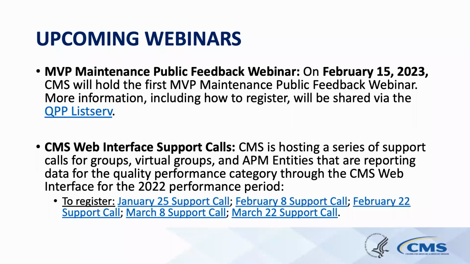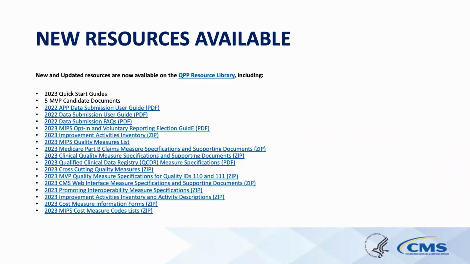And we're also going to be hosting a series of support calls for groups, virtual groups, and APM entities that are reporting data for the quality performance category through the CMS web interface for the 2022 performance period. You'll need to register, and the links to do so are after. So you've got January 25th, February 8th, February 22nd, March 8th, and March 22nd. And all the support calls start at 1 o'clock Eastern time. Next slide, please.